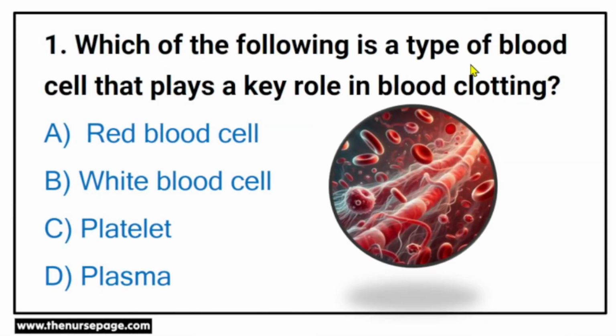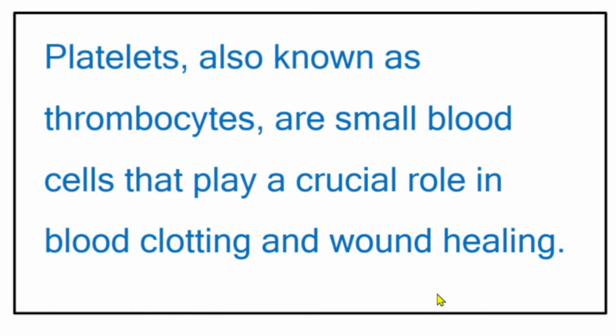Which of the following is a type of blood cell that plays a key role in blood clotting? It is an easy question. Red blood cells, white blood cells, platelet, plasma. The correct answer is platelet. It is a simple question. Platelets help in blood clotting. Platelets are also known as thrombocytes. They are small blood cells that play a crucial role in blood clotting and wound healing.